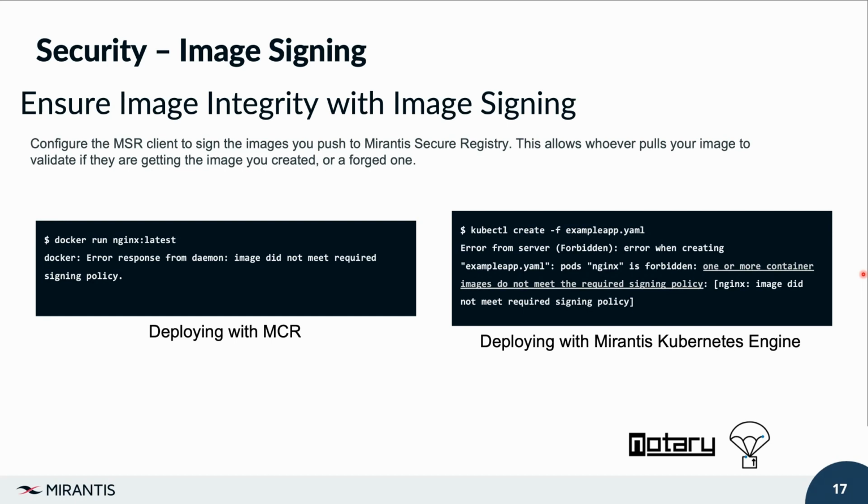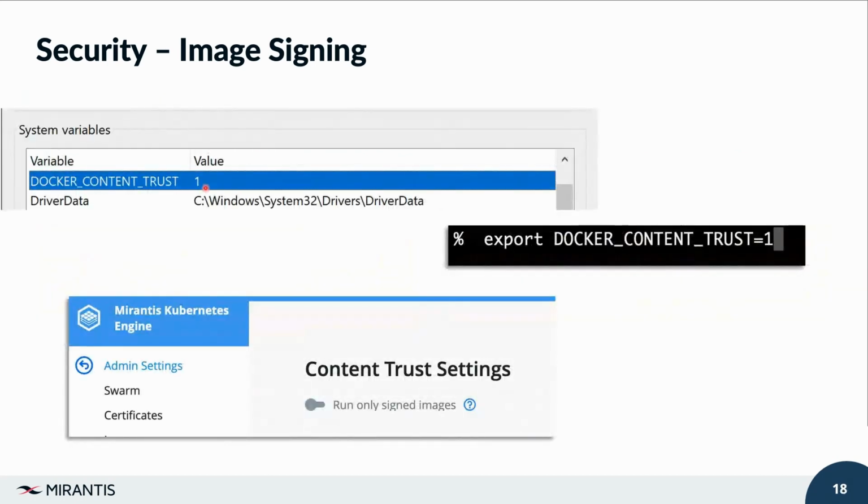And turning it on is extremely easy. Within Windows, all you need to do is set the system variable when you have Mirantis Container Runtime running. You just set the Docker content trust flag to one, and that's it. That's all you need to do to make sure that anything unauthorized will not be able to execute within your environment. Now, if you're using a Kubernetes instance, it's again just a flag that you turn on. You run only signed images, and now your environment is locked down, and only things that are authorized to execute can be executed on the Mirantis Container Runtime on Windows. All right, so it's a simple matter of saying yes, enter, and you're done.